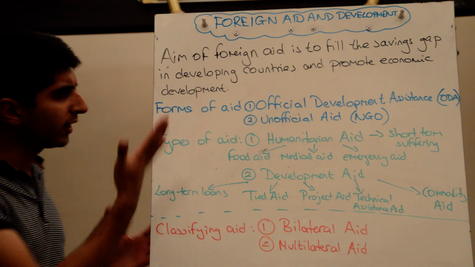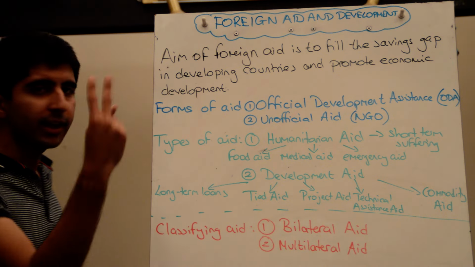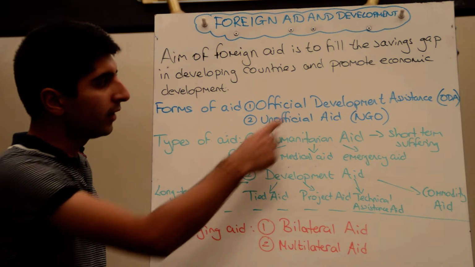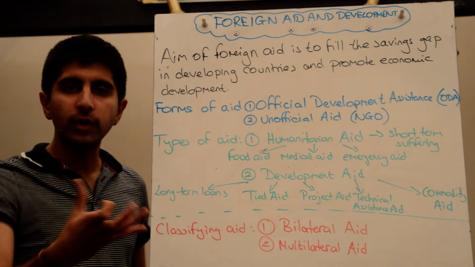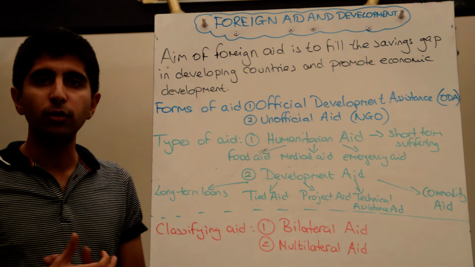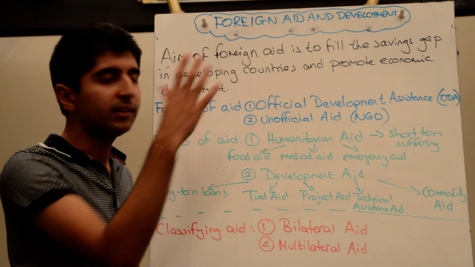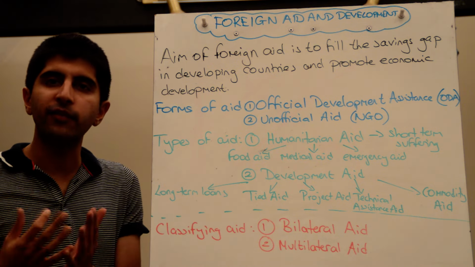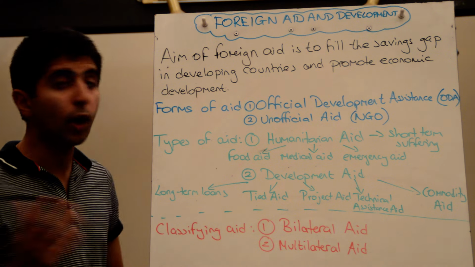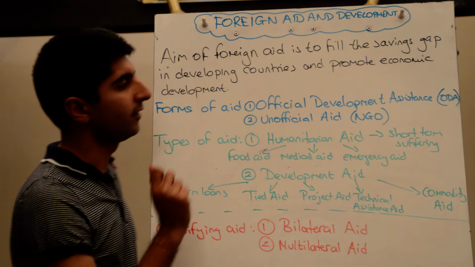So let's focus on the different types of aid. Aid can take two different forms. It can be official, so maybe that's one government, one donor country government, providing aid to a developing country government. That's official aid. We call that official development assistance, the aid that we are very accustomed to and know quite well, ODA, as it's abbreviated to.